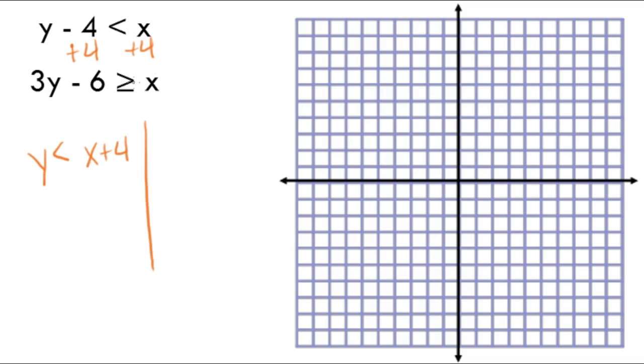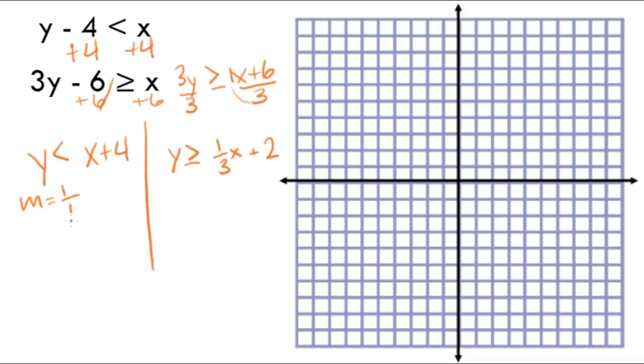That's one of them. And then the other one, I have to do two things here. I have to add 6 to both sides. So I get 3y is greater than or equal to x plus 6, and then I can divide everything by 3. So that's y is greater than or equal to 1/3 x, because remember, there's a little 1 right here, and that has to divide with the 3. Plus 6 divided by 3, which is 2. So here my m is 1, and my b is 4.